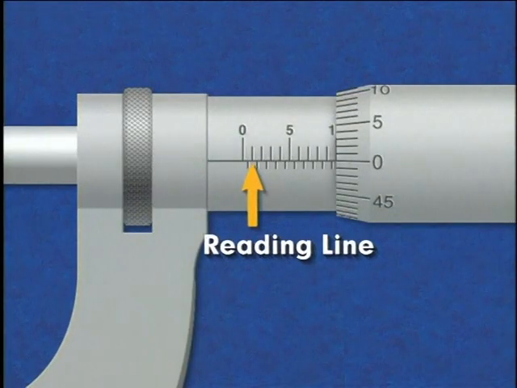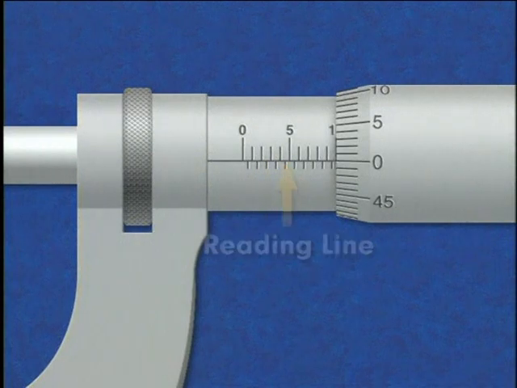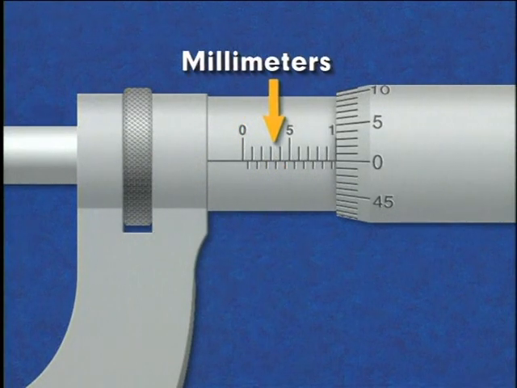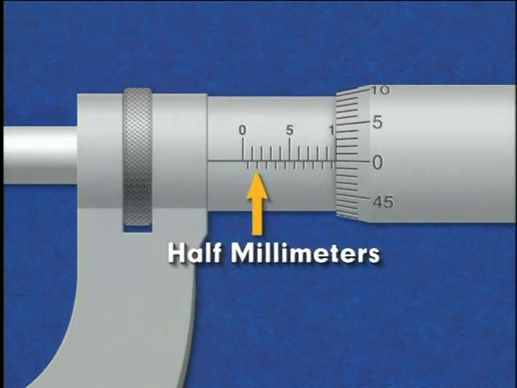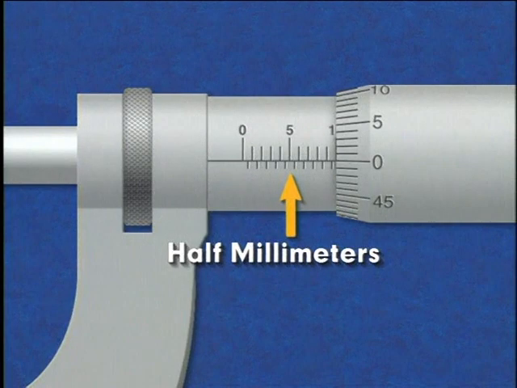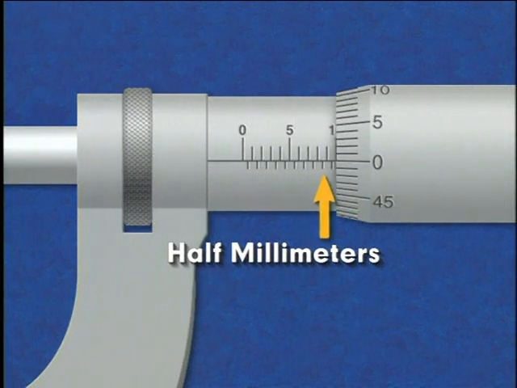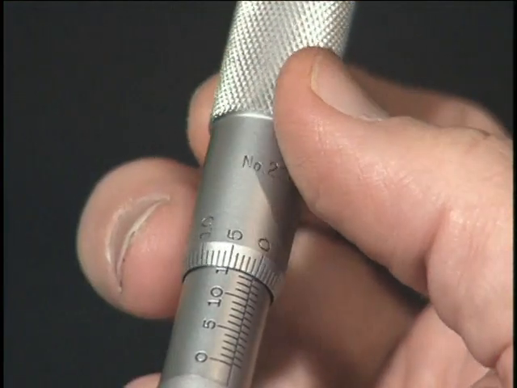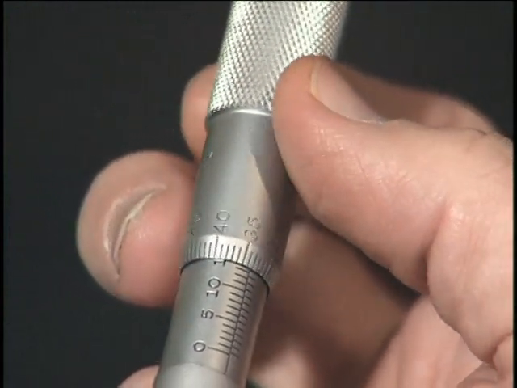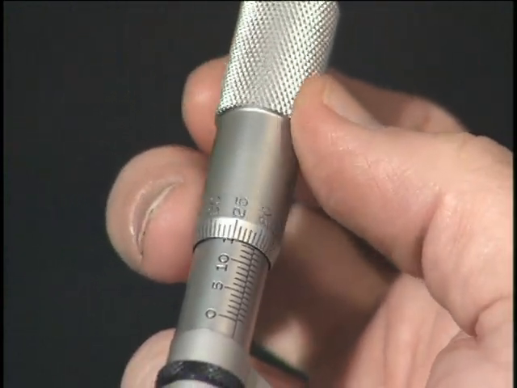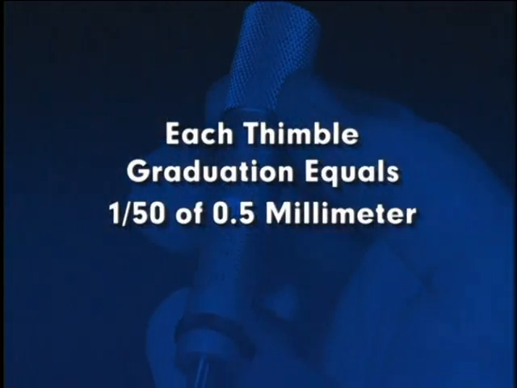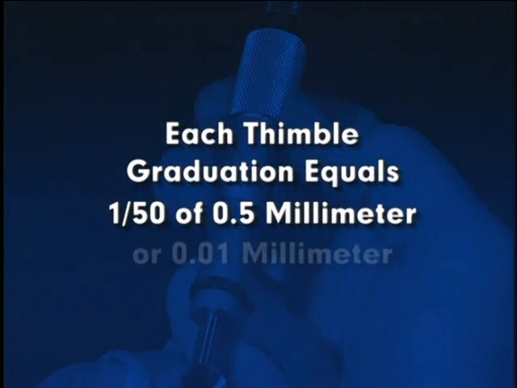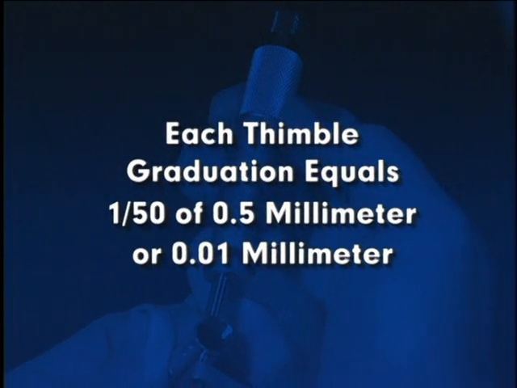The micrometer has a reading line on the sleeve. The vertical graduations on the top of the reading line each represent a single millimeter. The vertical graduations below the reading line indicate 1/2 millimeters. The beveled edge of the thimble is graduated into 50 divisions. Since a single revolution of the thimble moves the spindle 1/2 millimeter, each thimble graduation equals 1/50th of 1/2 millimeter, or 1/100th of a millimeter.